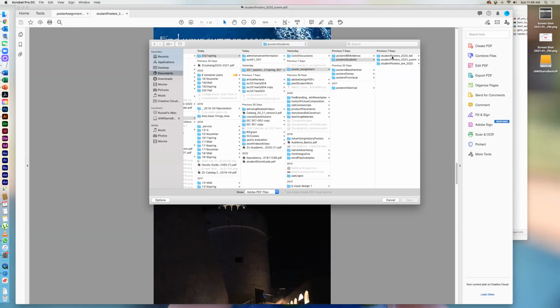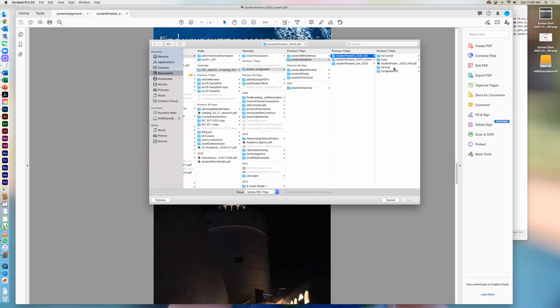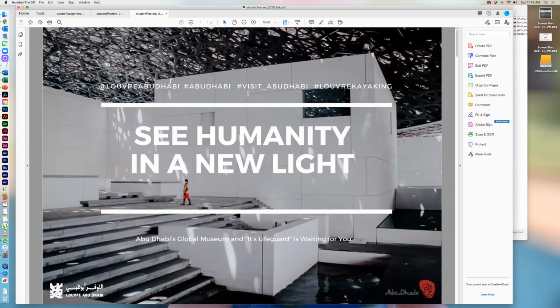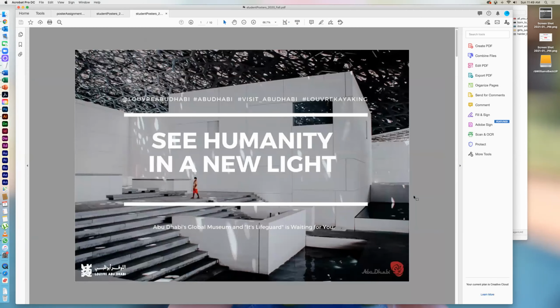It is definitely a totally different approach. Let's go to 2020 fall. Let's go to, there it is, student posters. So here, actually, the text takes a very prominent form, but I think that makes a very strong poster. Okay, so she put in Louvre kayaking, visit Abu Dhabi at Louvre Abu Dhabi. Okay, and it's see humanity in a new light. And then here's the slogan thing on the bottom. There's a Louvre logo and an Abu Dhabi logo.